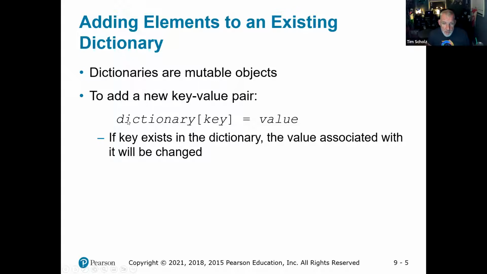The first time I say dictionary key equals value, if this is the first time accessing it, it creates the key value pair. But if that key already exists, then the value associated with that key is going to be changed. So it allows you to store different values with your keys. Once you create your key value pair, the key can't be changed, but the values associated with that key can.